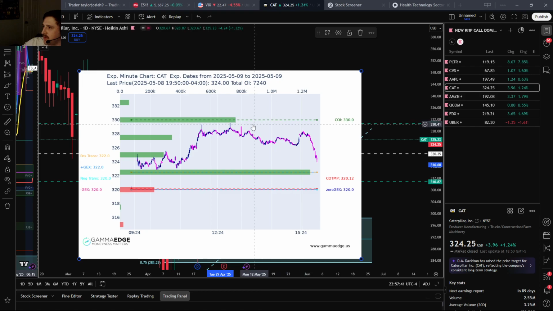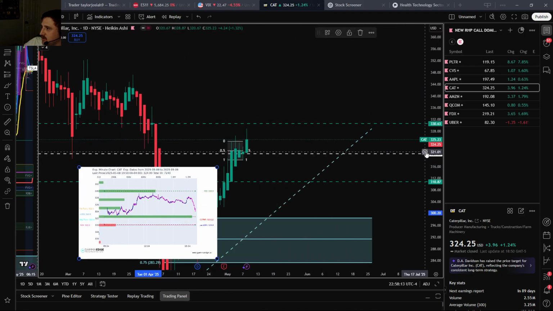Alright, so we do have the EM command. All this is just showing us the most concentrated amount of delta above and below spot price. And COTMP just stands for cumulative out of the money puts. We do have a concentrated amount of puts over here at 320, and then at this 322 strike price, there's a lot of calls, a lot. And then we do have a lot at 330. So I'll just mark this out, 322.